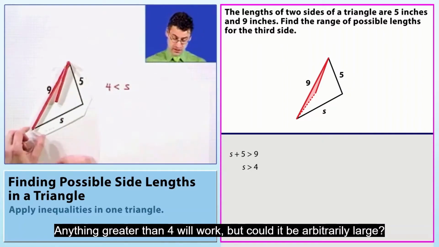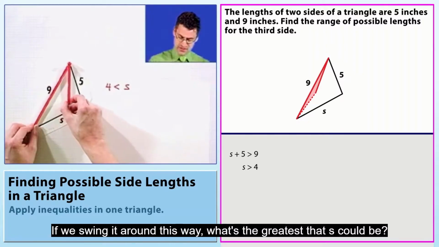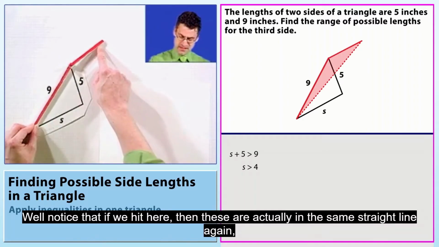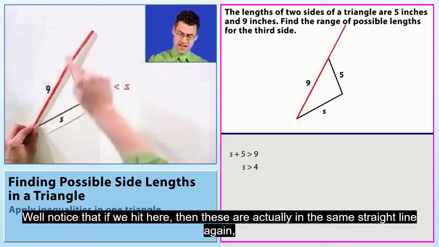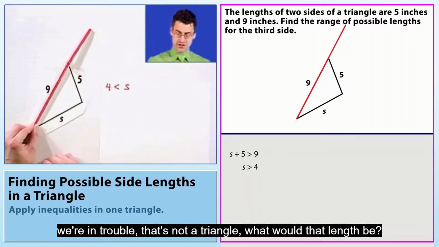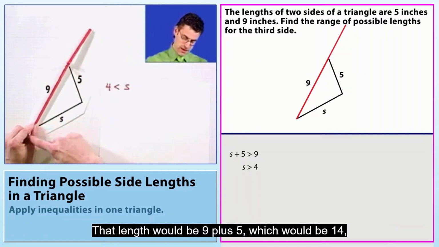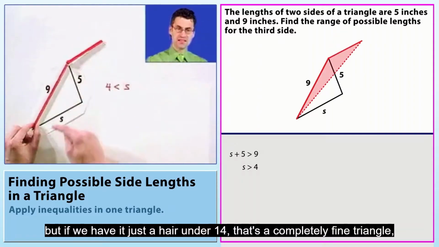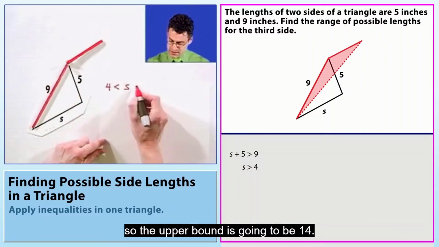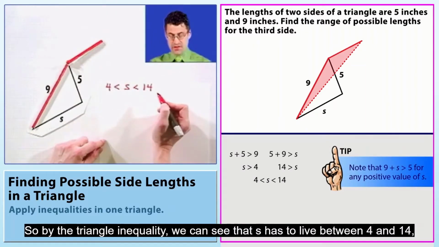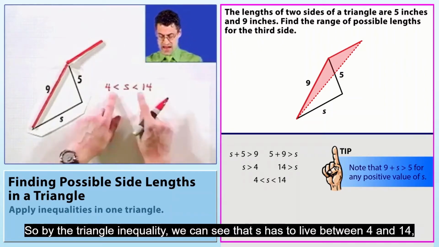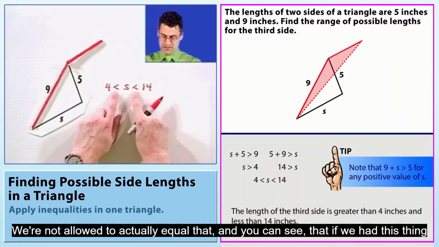But could it be arbitrarily large? Well, let's see. If we swing it around this way, what's the greatest that S could be? Well, notice that if we hit here, then these are actually in the same straight line again. We're in trouble. That's not a triangle. What would that length be? That length would be 9 plus 5, which would be 14. But if we have it just a hair under 14, that's a completely fine triangle. So the upper bound is going to be 14. So by the triangle inequality, we can see that S has to live between 4 and 14. And notice that it's strict inequality. We're not allowed to actually equal that.